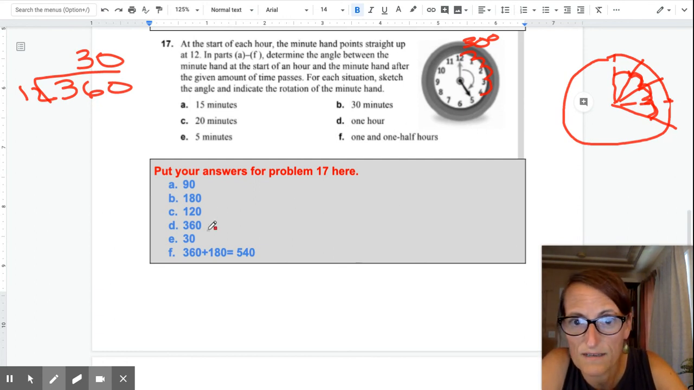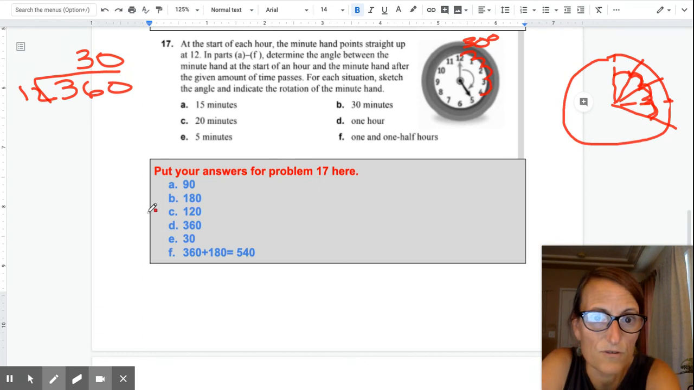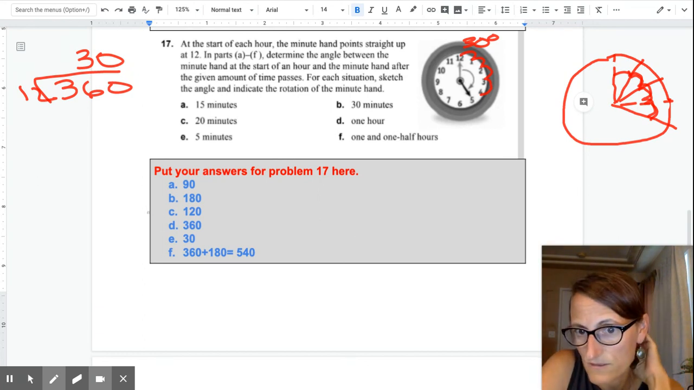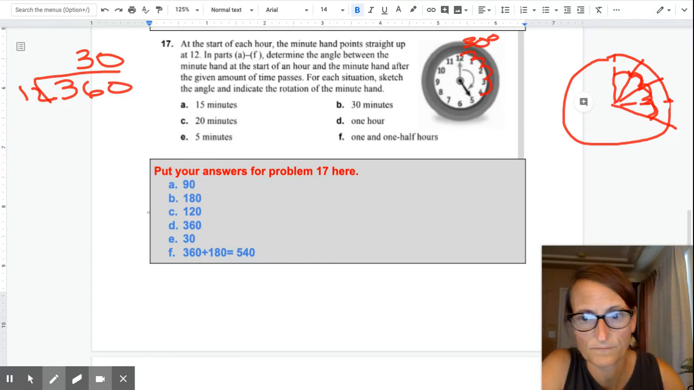For D, a full hour, that's going all the way around. It's a full rotation, and a full rotation is 360 degrees. For E, for 5 minutes, that's basically what we just did here. Every 5 minutes is going to be 30 degrees. If you go by 30s all the way around the clock, you will get back to 360.